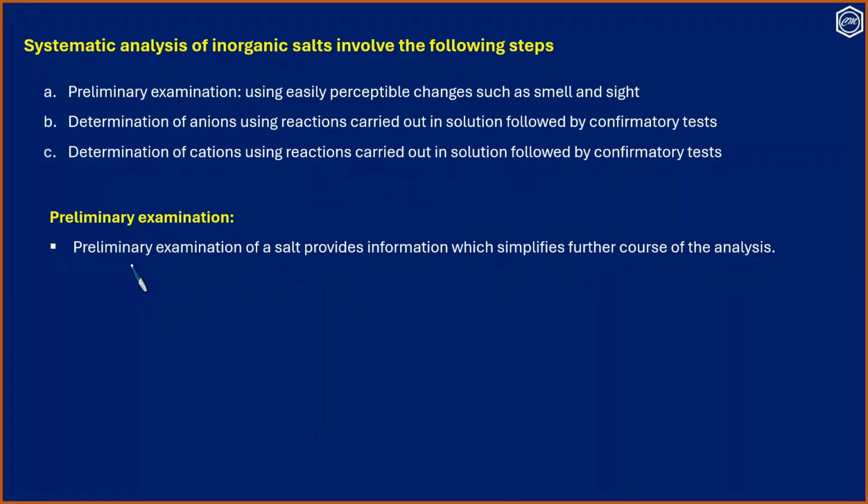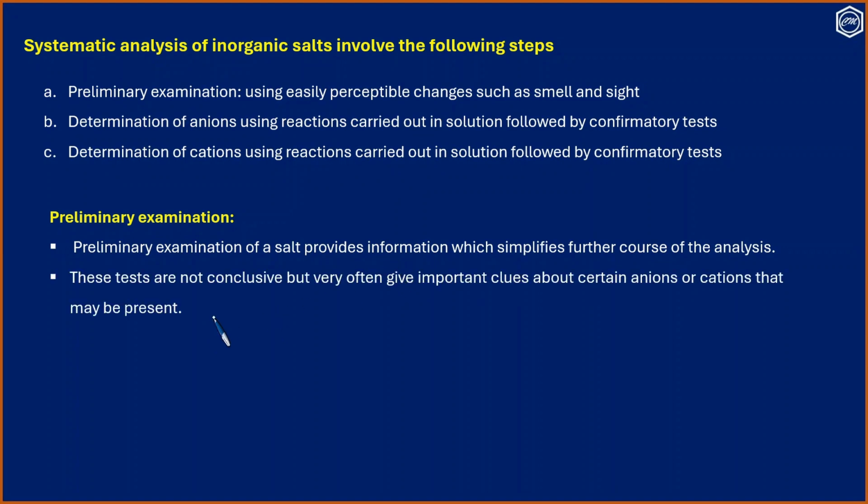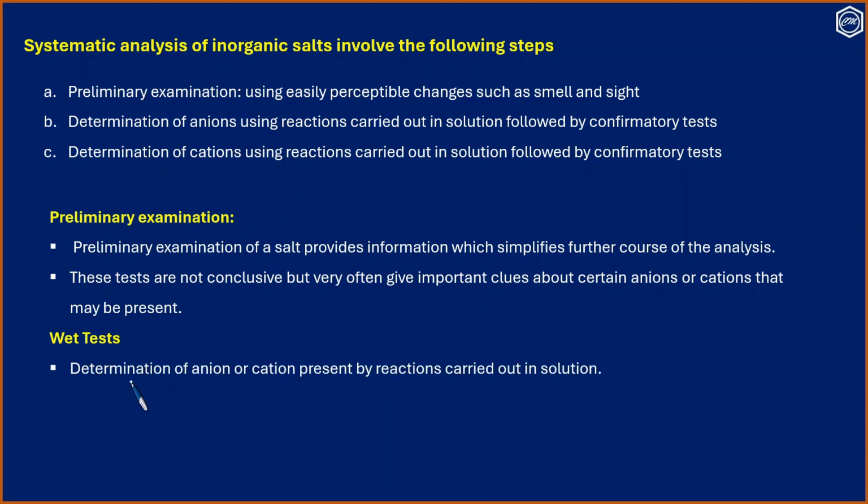Preliminary examination. Preliminary examination will provide information which simplifies the further course of the analysis. It involves noting the general appearance and physical properties such as color, smell and solubility etc. of the salt. And these are called dry tests. These tests are not conclusive but very often give important clues about certain anions or cations that may be present. Wet tests: determination of the anion or cation present by reactions carried out in solution.